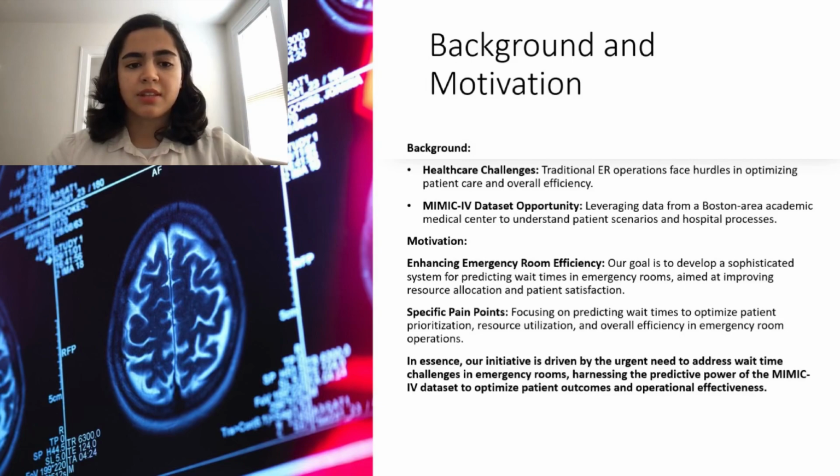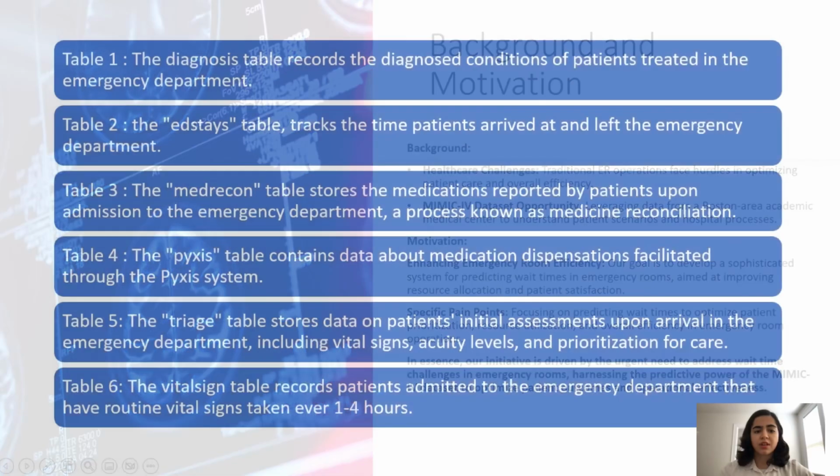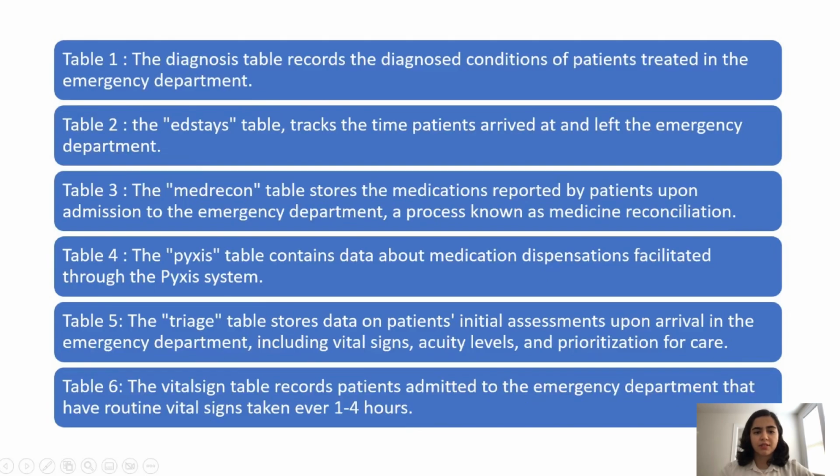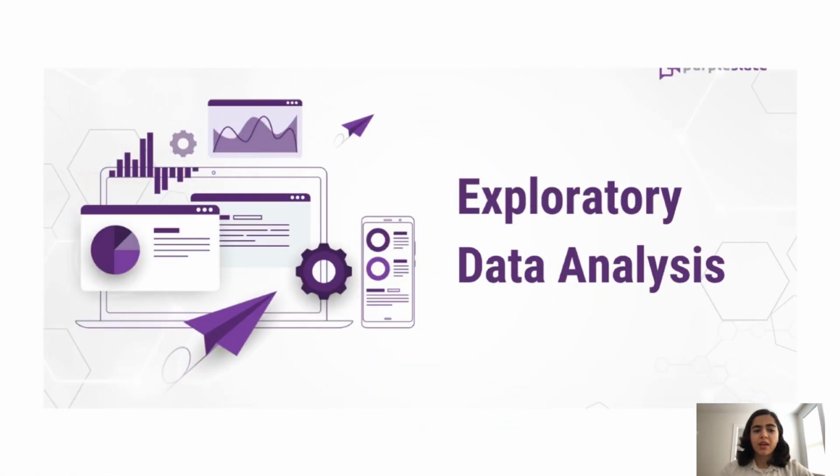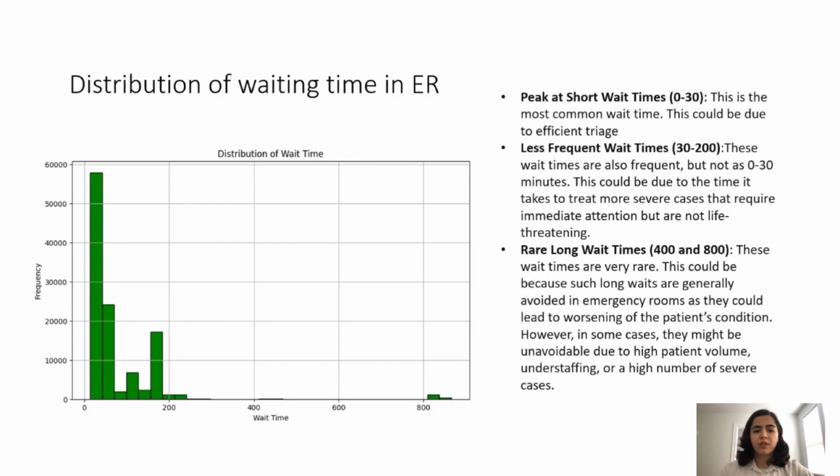We got this dataset from a Boston-area academic medical center to understand scenarios and hospital processes. Our goal was to develop a sophisticated system for predicting wait time in emergency rooms, aimed at improving resource allocation and patient satisfaction. As we graphed the distribution of waiting time in the ER, the short wait times between 0 to 30 minutes were common due to efficient triage.